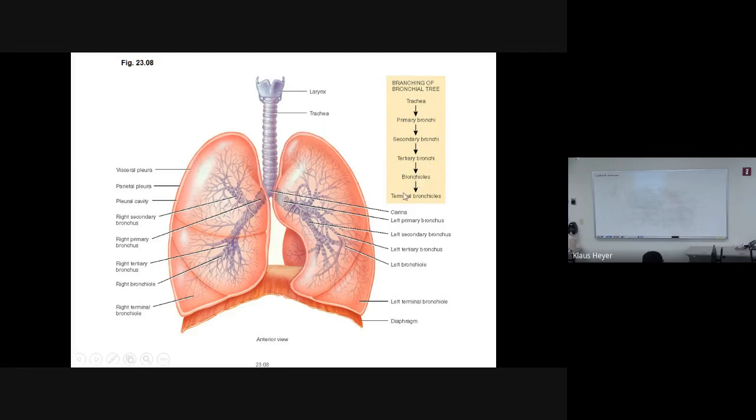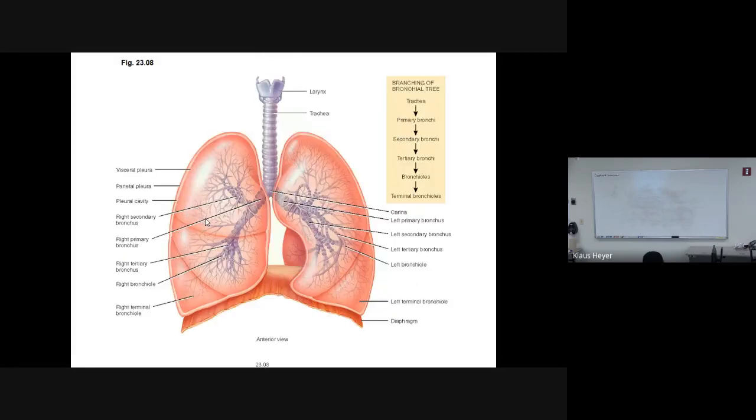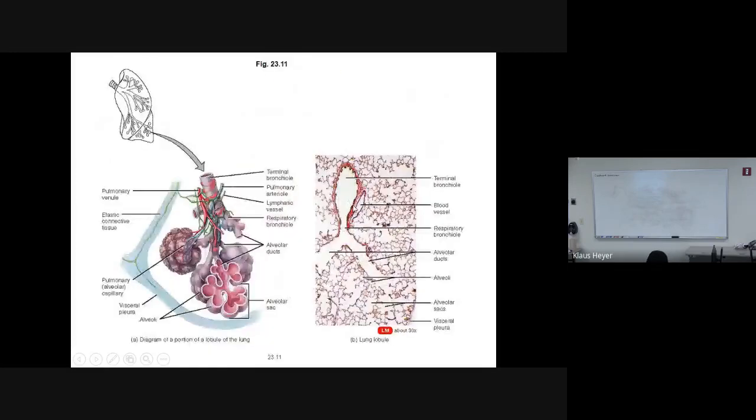And then after bronchioles, there's terminal bronchioles. And let me see if I got a photo of this. Terminal bronchioles. So we're going even smaller now. We're at the end of it here. They didn't put it here, but the terminal bronchioles, one more arrow: alveoli. So these are the alveoli.